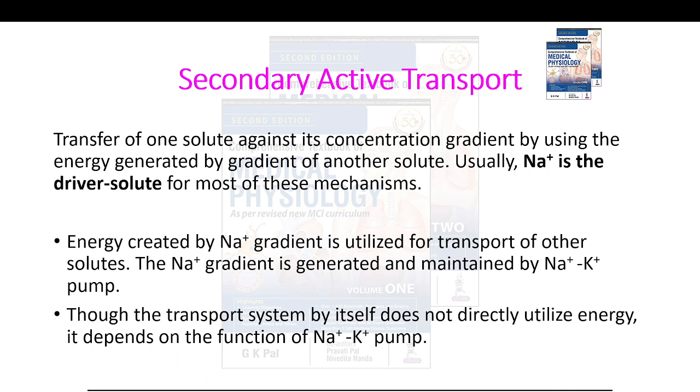Now we will see secondary active transport. It is the transfer of one solute against its concentration gradient by using the energy generated by the gradient of another solute. Usually sodium is the driver solute in most of these mechanisms. The energy created by the sodium gradient is utilized for transport of other solutes. The sodium gradient is generated and maintained by the sodium potassium pump.